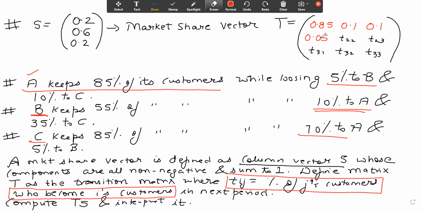T22 will be the percentage of B's customers which B is retaining. How much is B retaining? 55%. T23 means the percentage of C's customers which now become B's customers. Okay, so C is giving 5% to B.